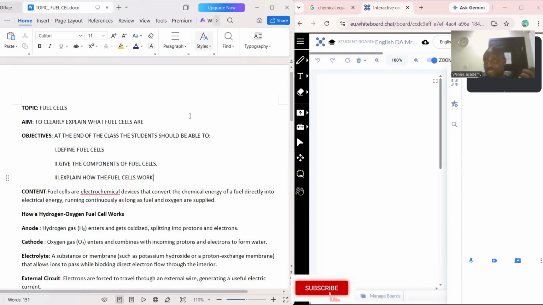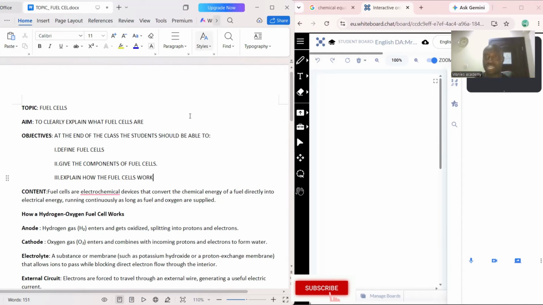Now, when we say fuel cells, what do we mean? A fuel cell can be defined as an electrochemical device that converts the chemical energy of a fuel directly to electrical energy, running continuously as long as fuel and oxygen are supplied. So that is how a fuel cell is correctly defined.